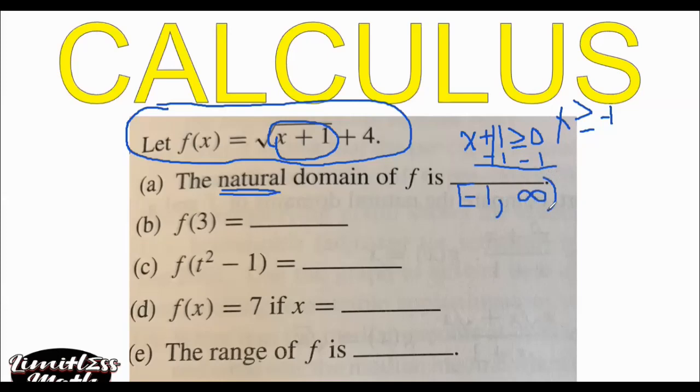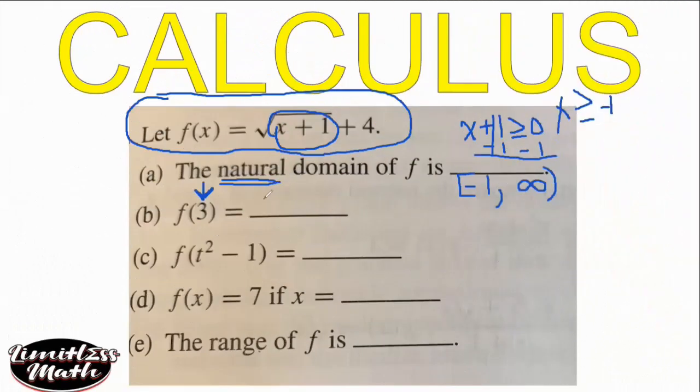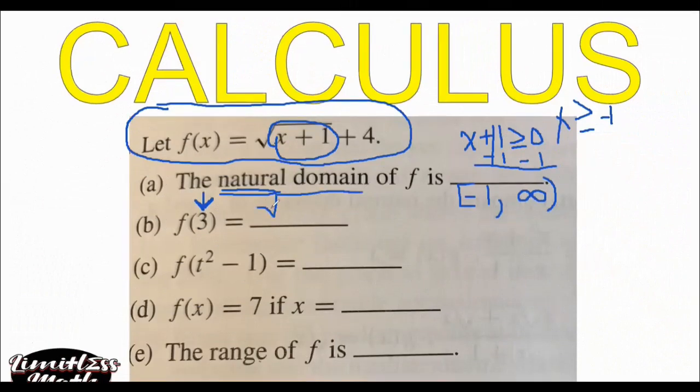Part B: we want to evaluate this function when x is 3, because the 3 is replacing the x. We simply substitute 3 in everywhere there's an x. So we have the square root of 3 plus 1, plus 4. 3 plus 1 is 4, so now we have the square root of 4, plus 4. The square root of 4 is 2, so 2 plus 4 equals 6. That is our answer to part B.